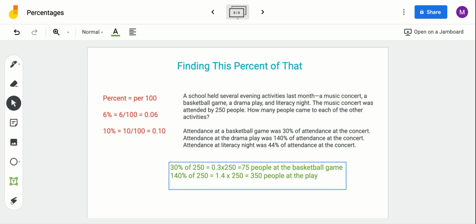at the play. All right. And then our last one says the literacy night had 44% of the attendance. So 44% of 250 is the same thing as 0.44 times 250. So 4 times 250 would be 1,000, and 0.44 times 250 would be 110.